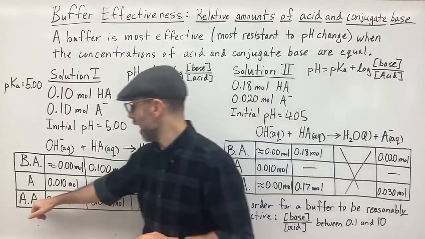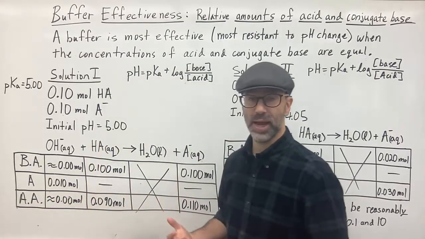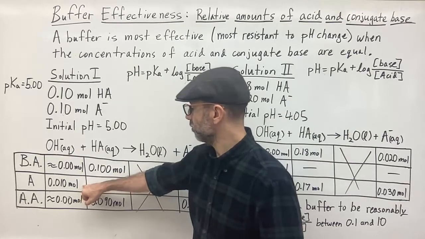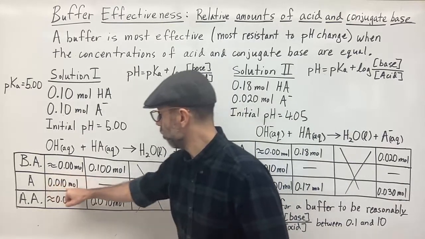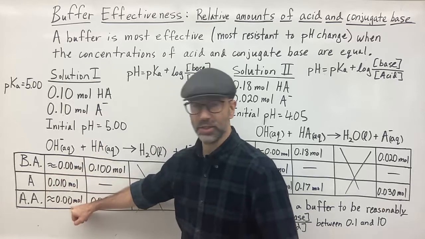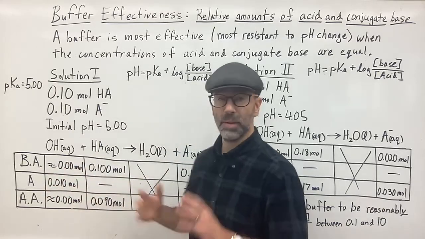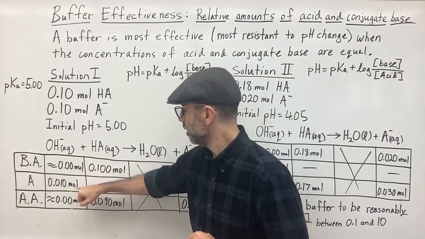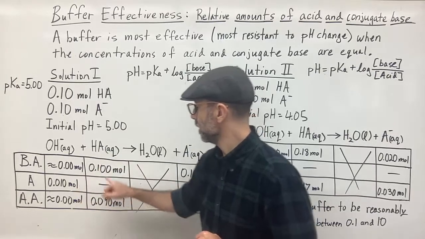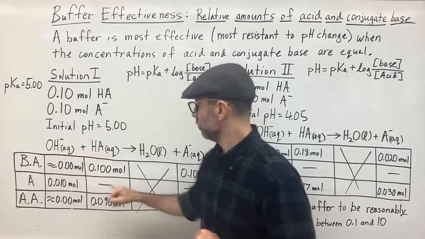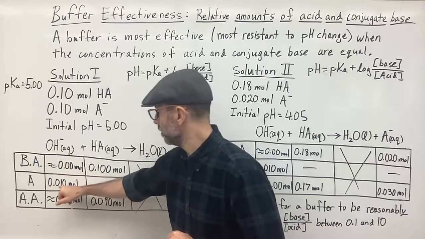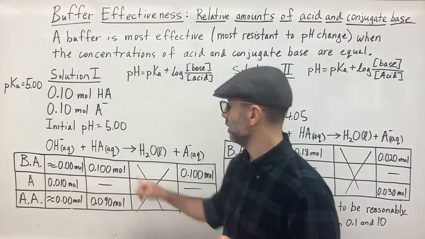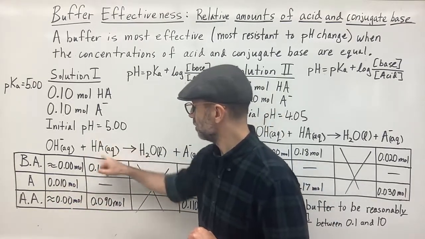So that brings us to after we add it. What happens after we add the base? We have to remember that this is going to react completely, so it's going to go away, back to 0 amount. But remember, there's stoichiometry going on here. This reacts with our acid in a 1-to-1 ratio. If we subtract 0.010 and get 0 left over, then we're reacting the same amount.